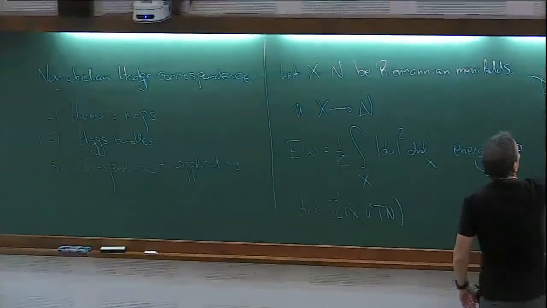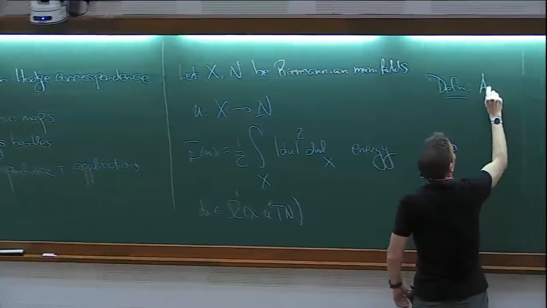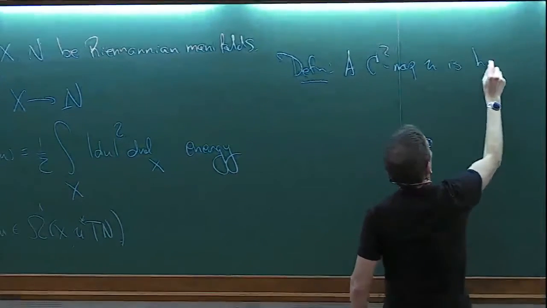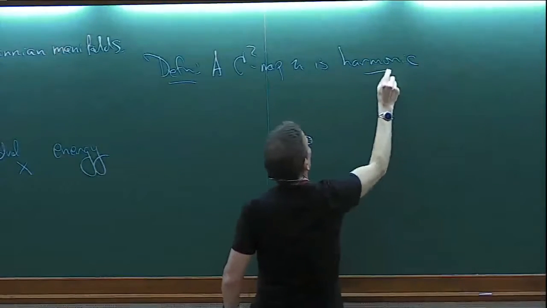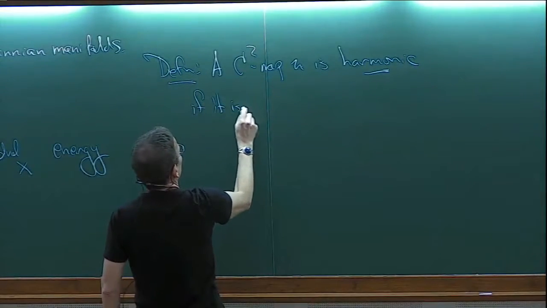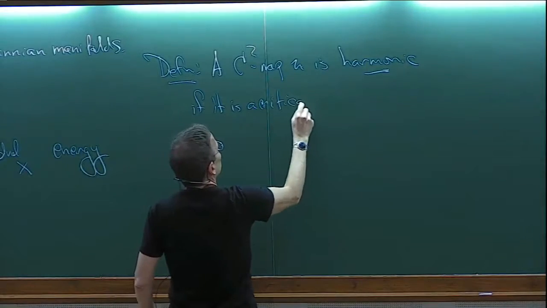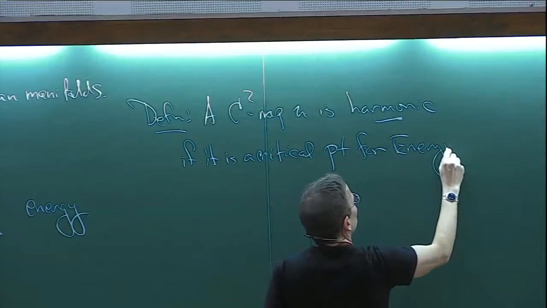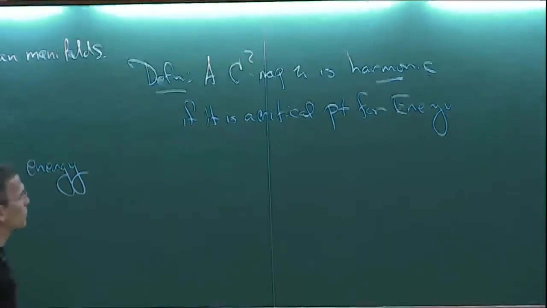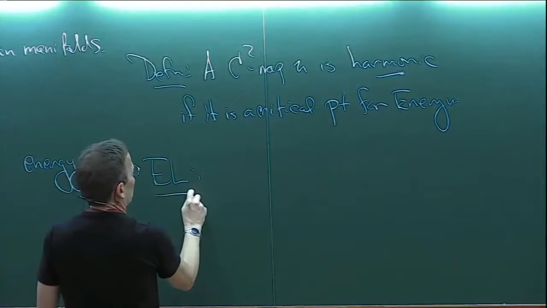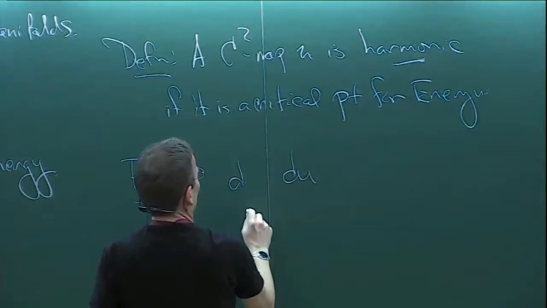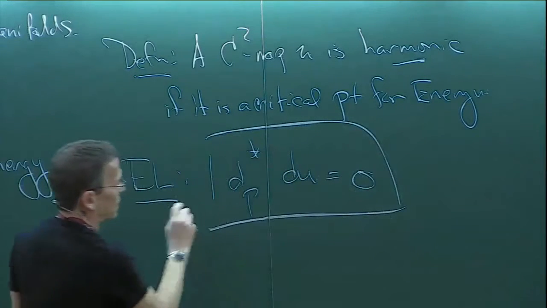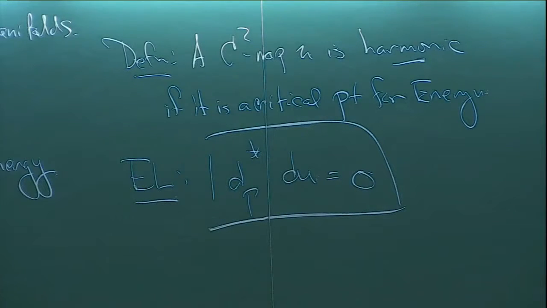So, definition. A C2 map is harmonic if it is a critical point for the energy. We can write down the Euler-Lagrange equations, and we see that, in invariant notation, we get this simple form here.